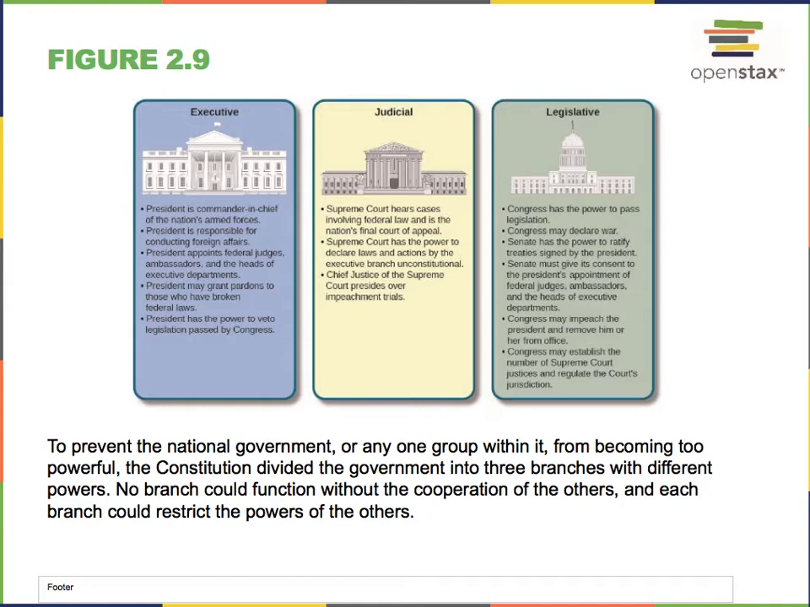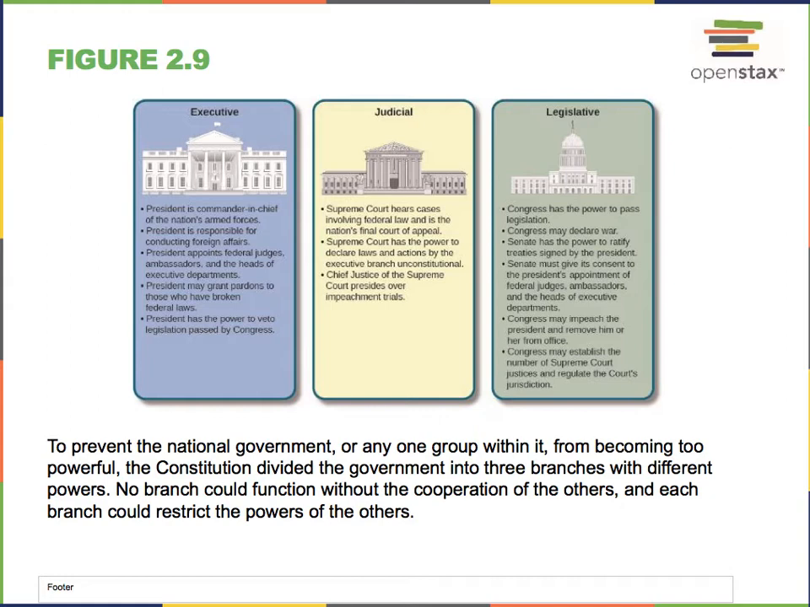Let's start with the executive. Probably the most well-known is the president is the commander-in-chief of the nation's armed forces. The president is responsible for conducting foreign affairs, dealing with other dignitaries. The president appoints federal judges, ambassadors, and the heads of executive departments, bureaucracy, and agencies. The president may grant pardons to those who have broken federal laws. So if something overstretches in the judicial, the president has the ability to put a check on it.